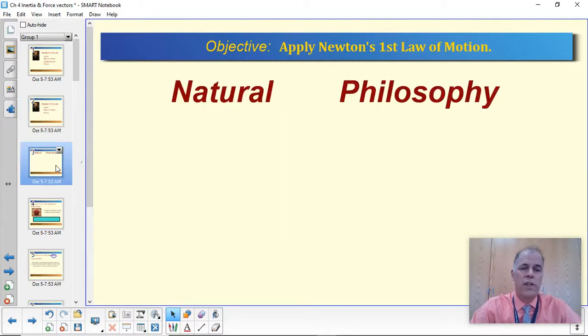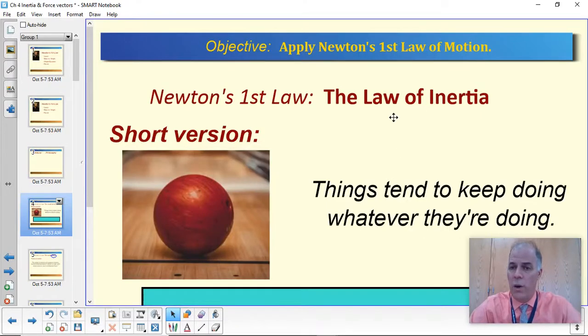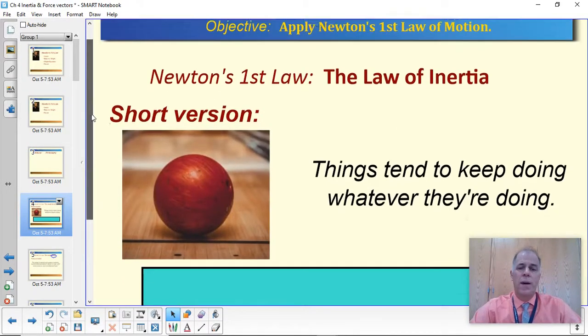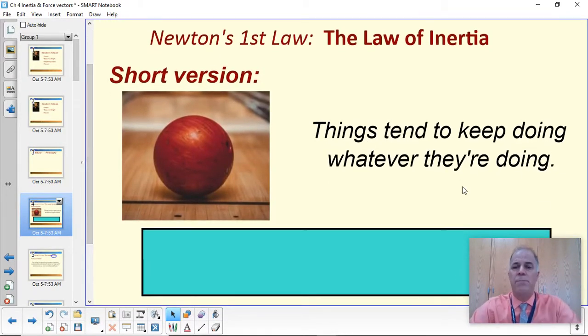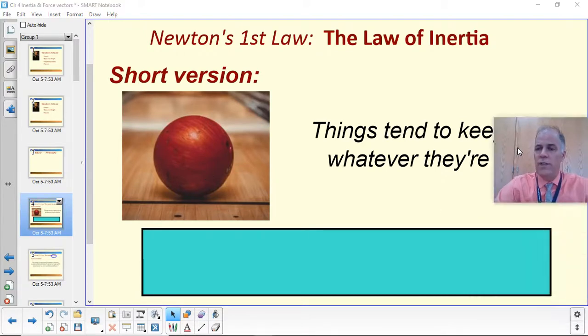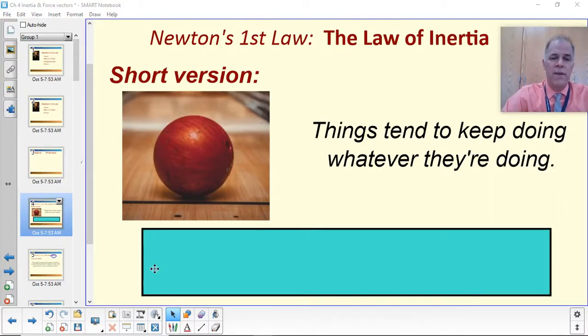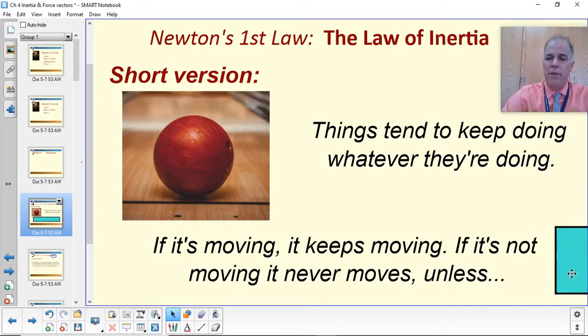The first of these observations that he came up with became his first law, which is the law of inertia. The short version of it is things tend to keep doing whatever they're doing. So we have a bowling ball sitting there on the floor and it's not moving. It's just sitting there, and it is going to keep on sitting there basically until the end of time. So things tend to keep doing whatever they're doing.